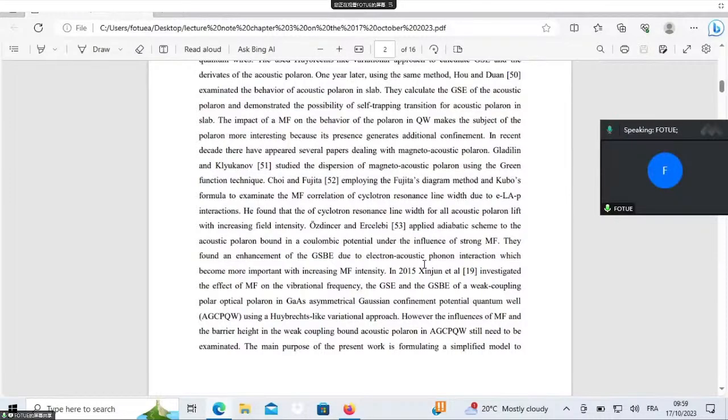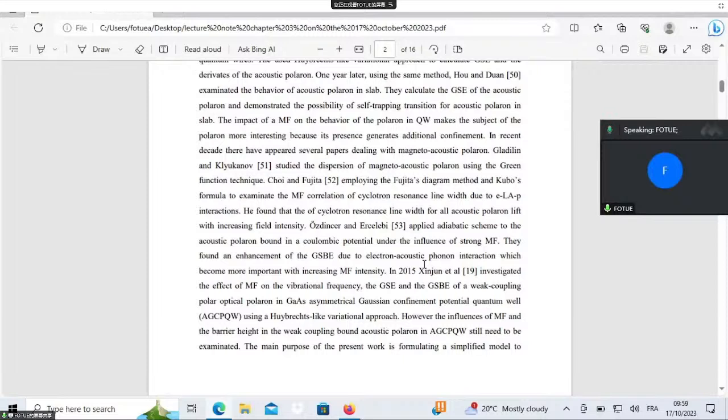As we know, as we confine particles, we enhance their interaction, the interaction between those quasi-particles. And still in the literature, Xingzhu investigated the effect of the magnetic field on the variational frequency, the ground state energy, and the ground state binding energy for the weak coupling polar optical polaron in an asymmetrical Gaussian confinement potential quantum well using the Lee-Low-Pines-like variational method.